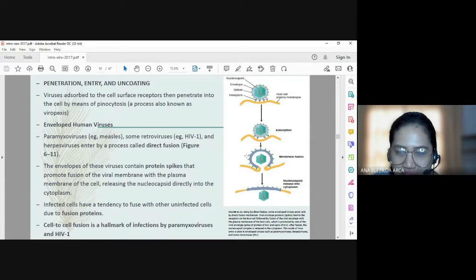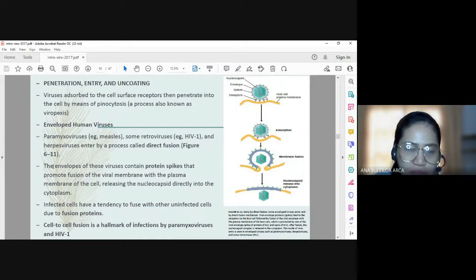And then kapag nakadikit na 'yan, it will automatically push the virus inside. So makikita mo, ito yung cell membrane ng tao, ito yung envelope ng virus. Combined na siya. Okay? Asan yung virus? Nasa loob na, nakapasok na siya. Ang tawag dito ay direct fusion.